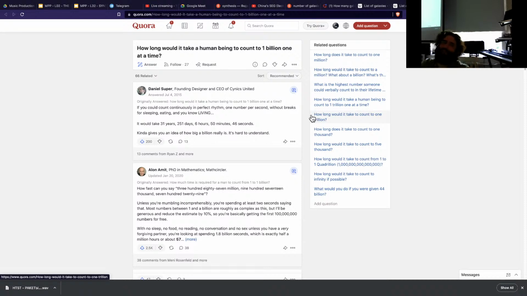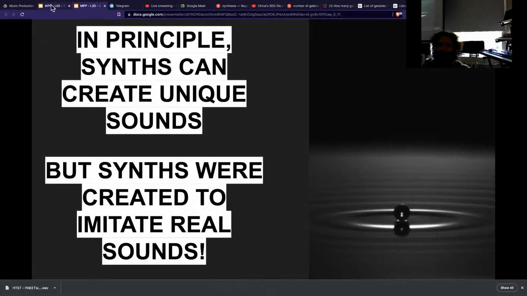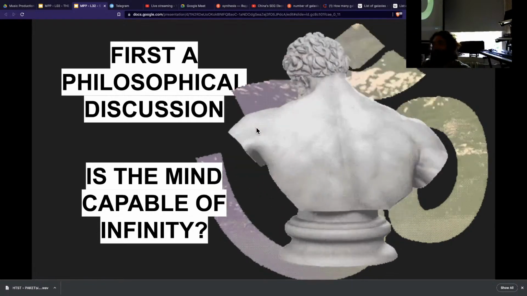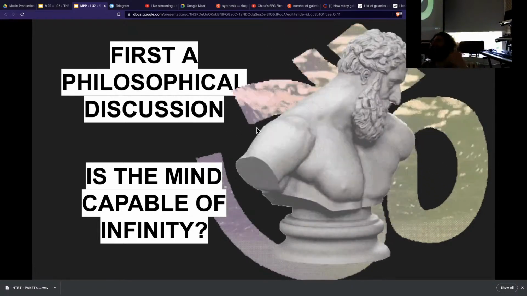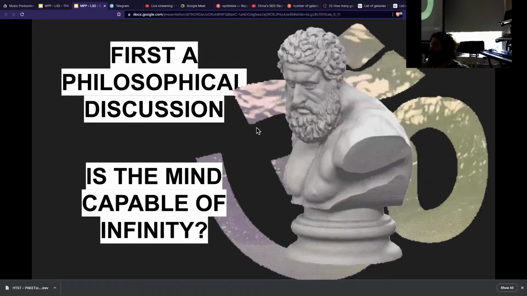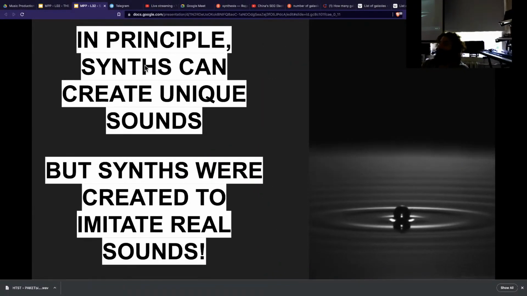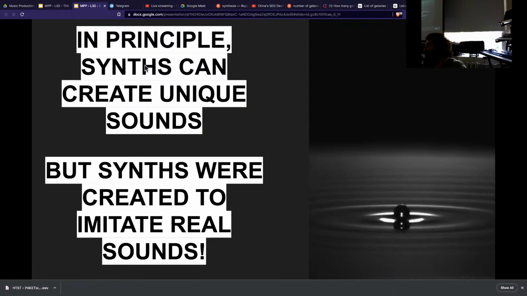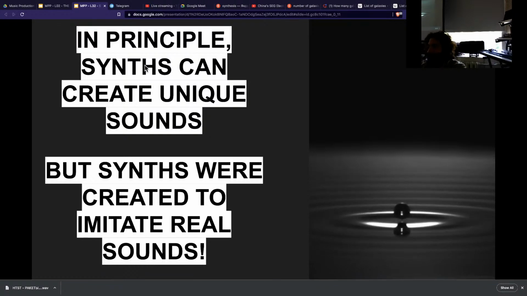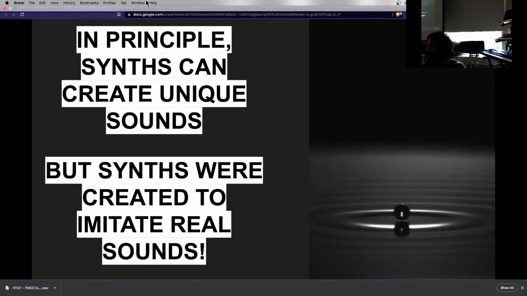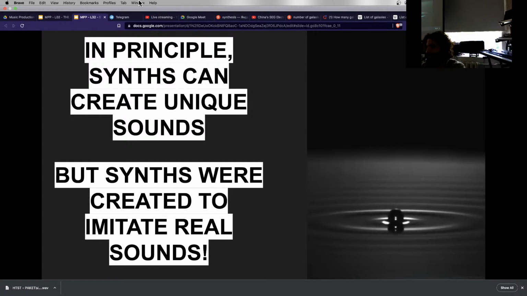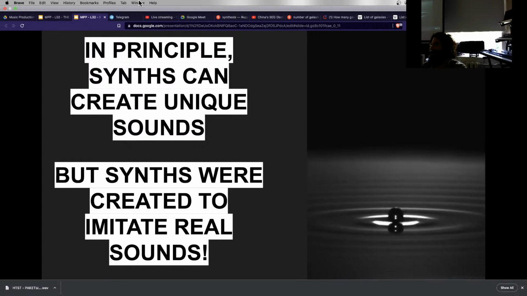So, okay, this is a super long way of saying that definitely we can achieve a very large amount of complexity. And the same with synths. In principle, synths can create unique sounds, just like your hippopotamus is unique. That's not why synths were created, but that's the fishka of synths. You will see why synths were created in a minute, but the fishka is that they can produce almost an infinite amount of sounds.